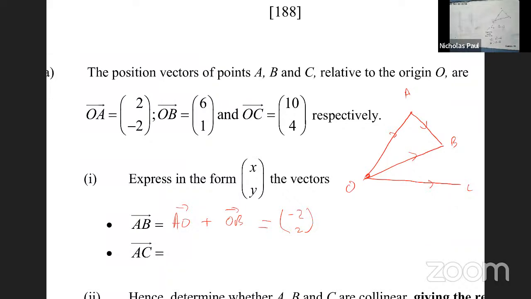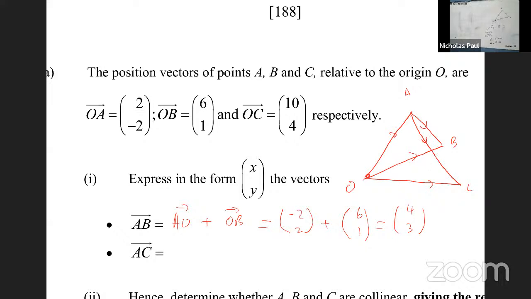And O to B is 6, 1. So the answer is minus 2 plus 6, 2 plus 1. 4, 3. Look at that. Now A to C, please draw a line from A to C.